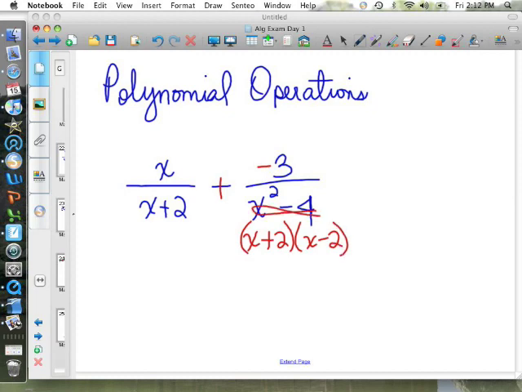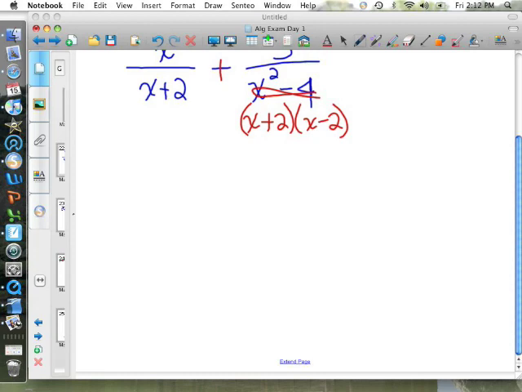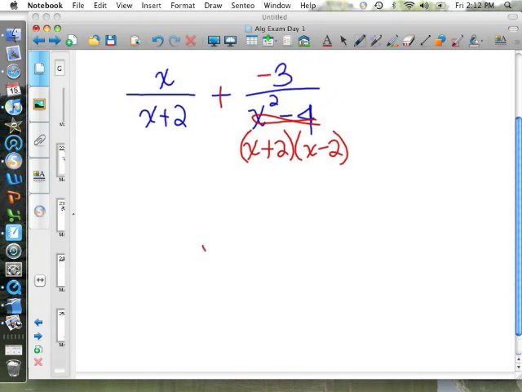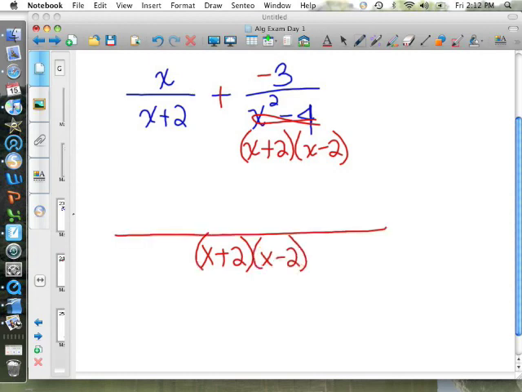Exactly. Your common denominator, therefore, is every term that appears here, which would be x plus 2, x minus 2. And then we start transforming. Now look, our original, and I'll write it in blue so that you can see where it comes from. Original numerators were simply x and minus 3. In this first fraction, I only had x plus 2.